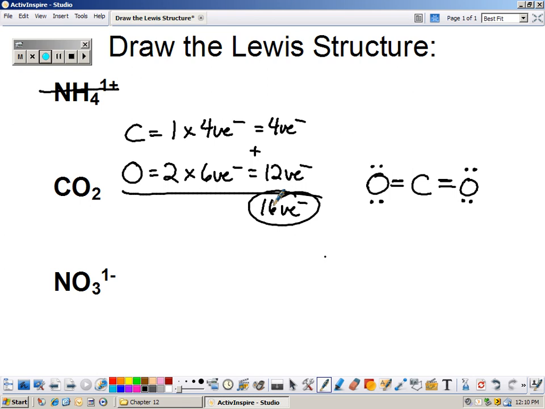So now, it looks like we are finished. Each atom has an octet, and we've used up all our valence electrons. So we're done with that Lewis structure. Let's try the last example in our last video.